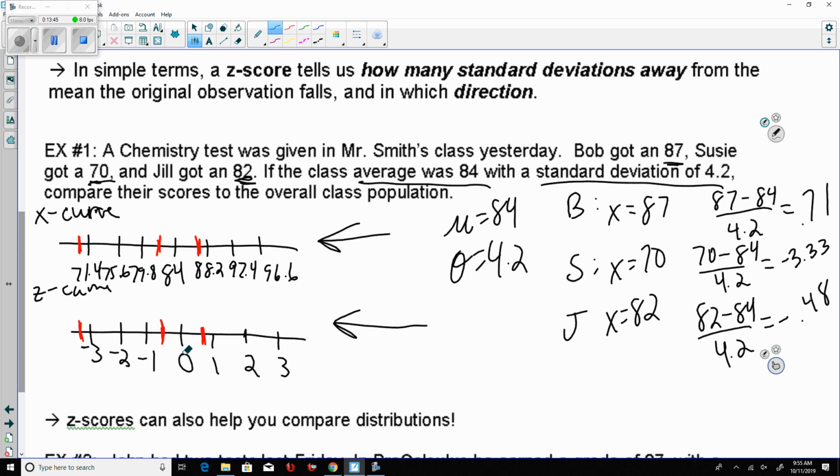Who? Susie's an outlier. Okay, is it a good outlier or a bad one? She bad. She bad. You know? Maybe, you don't know. You know what I'm saying? Maybe she skipped.